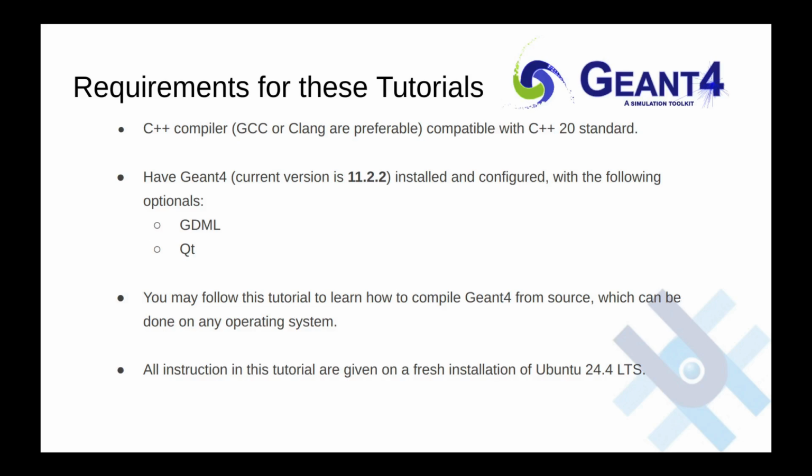You have to have it installed and configured on your system. And for these tutorials, we're going to need two optional, additional functionalities that are not set on by default, which are the Geometry Description Markup Language, GDML, and the Qt library. The Qt functionalities help us to have windows and buttons and actually develop an application for our simulation. So we'll need both of these. You may follow this tutorial today if you want to compile and build Geant4 from source. This is what we're going to do today. We're not going to tackle any examples.